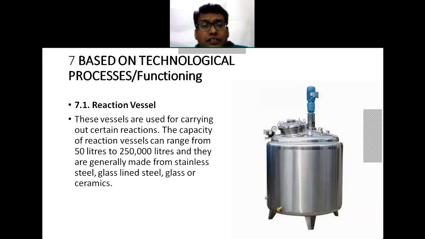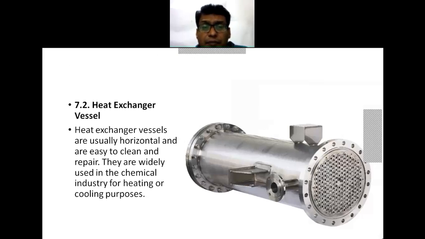Reaction vessels are used for carrying out certain reactions. The capacity of a reaction vessel may range from a small size of 50 liters to 2 lakh 500 thousand liters, huge capacity. They can be made of steel, glass, or glass lining, or sometimes ceramics. Then heat exchanger vessels are usually horizontal and are easy to clean and repair. They are widely used in chemical industries for heating or cooling purposes.